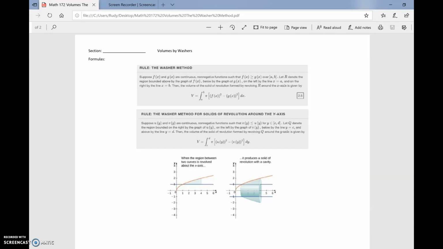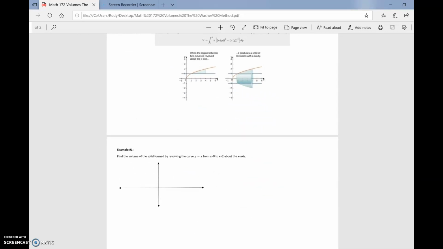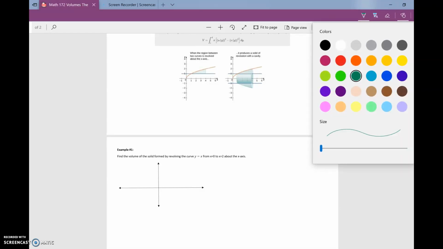So most of these, we're just going to set them up. We may have to do the evaluation of the volume, but the actual shape may tend to be a little bit messy. Now let's take a look at example 1, and this is just so that we can see that it's in essence the same formula from what we did earlier.